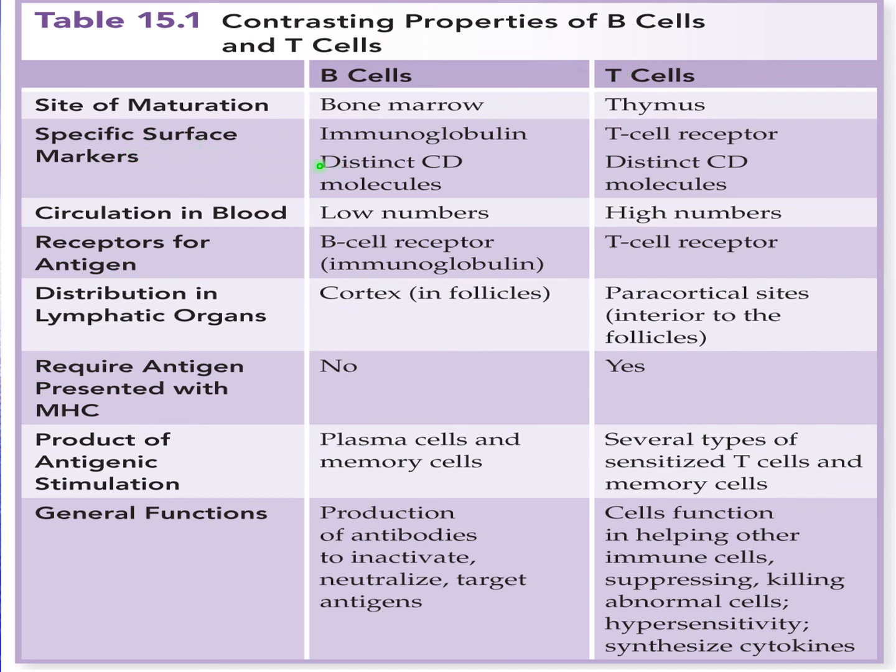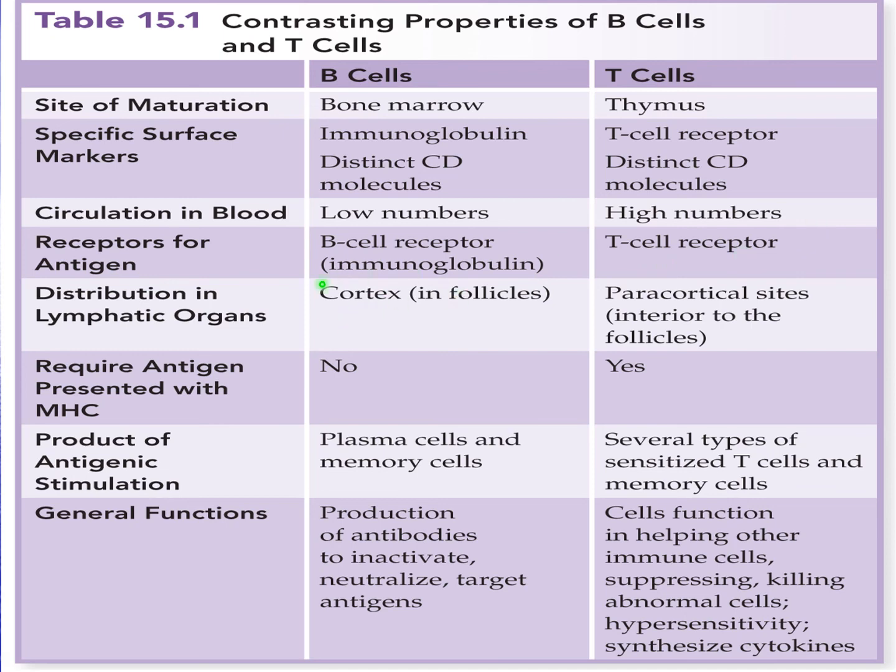Specific surface markers in B cells: this is a class D antibody embedded into the cell wall, and we also have some distinct CD molecules. The T cell receptor is kind of a modified antibody structure. It's not a true antibody. And again, we have the distinct CD molecules. B cells tend to be low in circulation while T cells are high. The B cell receptor is again that class D immunoglobulin. The T cell receptor is a modified version.